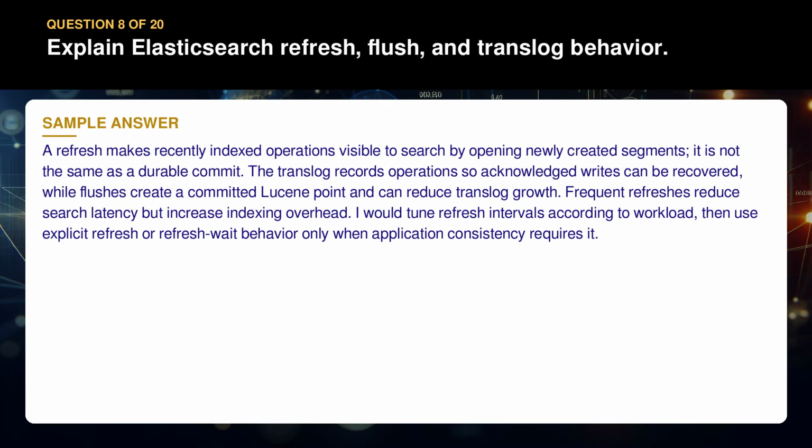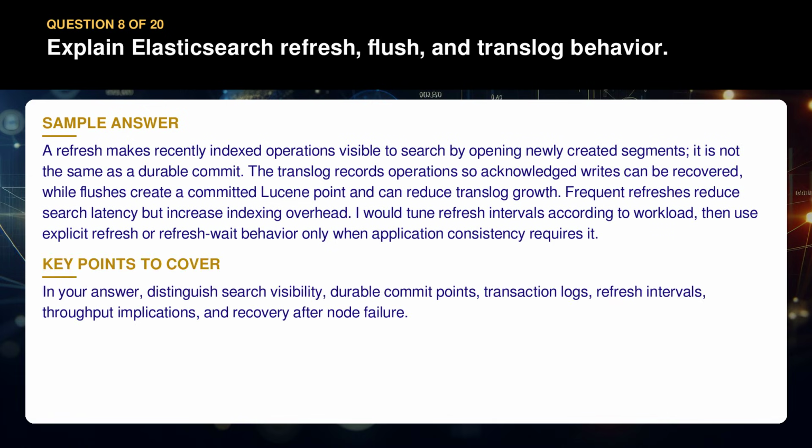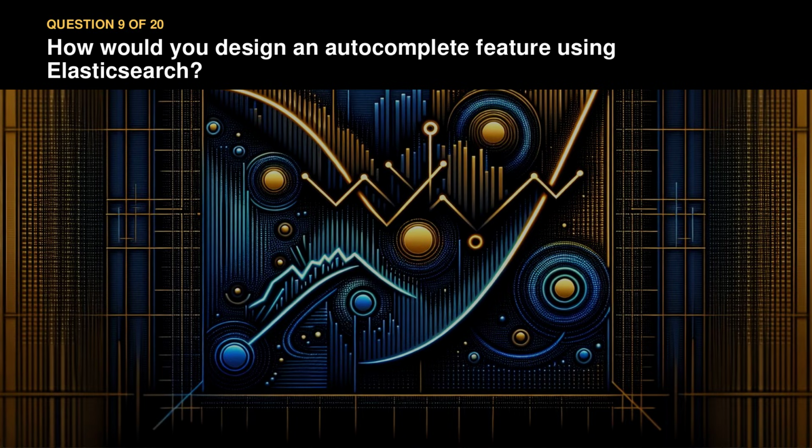I would tune refresh intervals according to workload, then use explicit refresh or refresh wait behavior only when application consistency requires it. In your answer, distinguish search visibility, durable commit points, transaction logs, refresh intervals, throughput implications, and recovery after node failure. Question 9. How would you design an autocomplete feature using Elasticsearch?